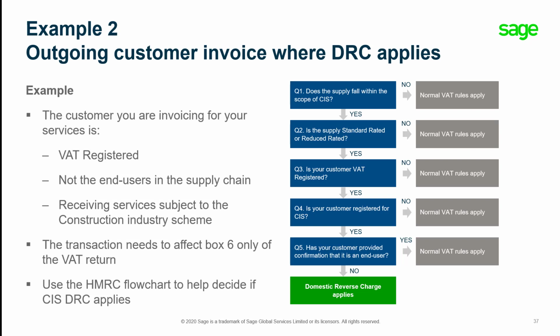So that takes us on to question 5. Has your customer provided confirmation that it is an end user? So our customer is not the end user in this case. Again, if they are the end user and you've received written confirmation, the invoice would be processed as normal under the normal VAT rules. So again, we have determined that in this case, domestic reverse charge does apply to this transaction, and this transaction needs to affect box 6 only on your VAT return.